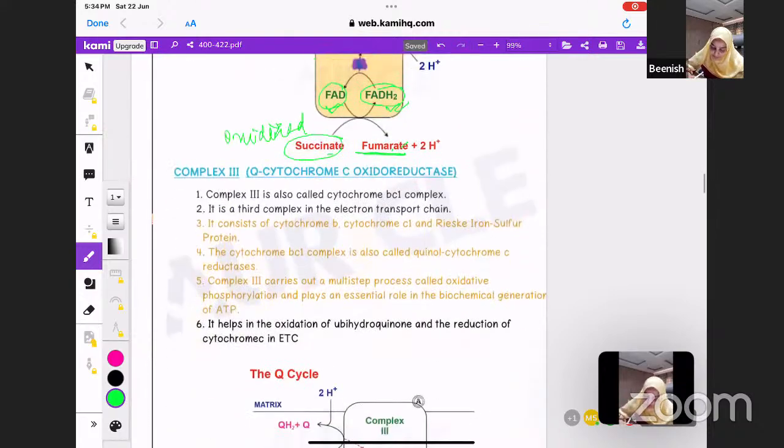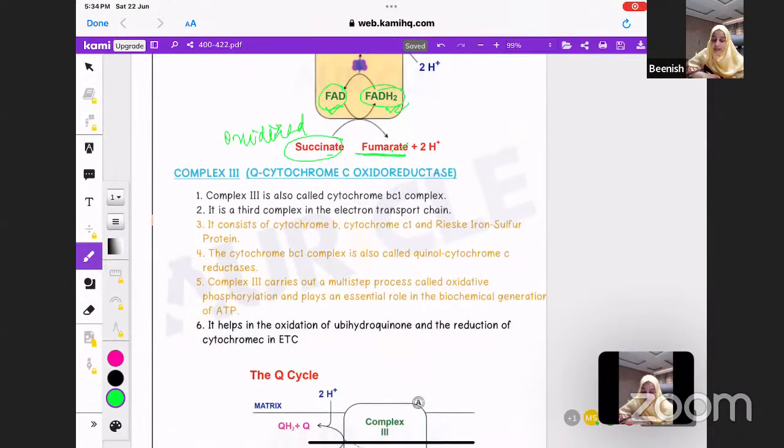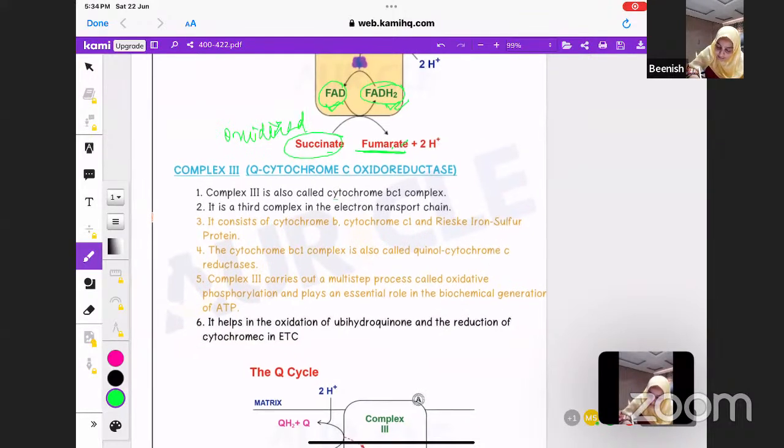Now talking about complex 3. Complex 3 is also called the cytochrome bc1 complex. This is the third complex in the electron transport chain. What are its components? It consists of cytochrome b, cytochrome c1 and Rieske iron sulfur clusters, or complex proteins. So these are the components of complex 3.